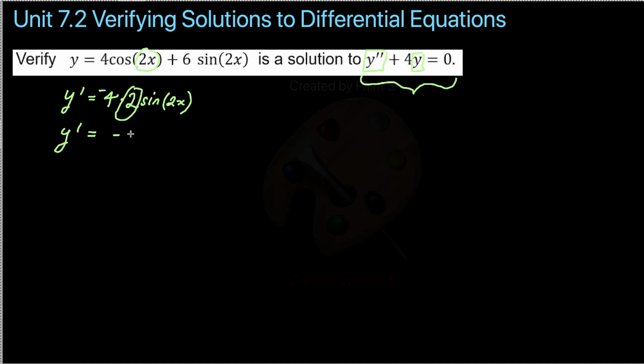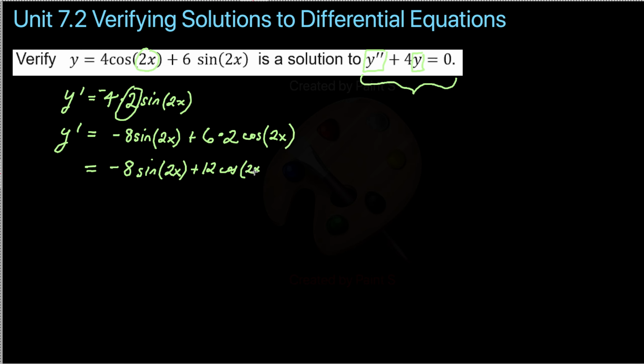This is negative 8 sine 2x plus the derivative of 6 sine 2x, which is just going to be times 2, because by chain rule, cosine 2x. And then I'm just going to do that real quick, and I have y prime: negative 8 sine 2x plus 12 cosine 2x. And this is y prime. Now I need y double prime. I need y double prime is what I'm going for.